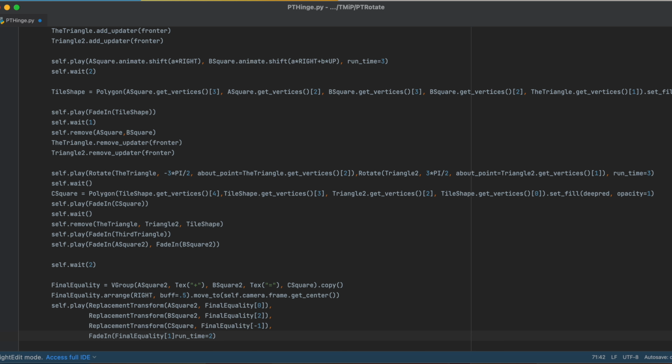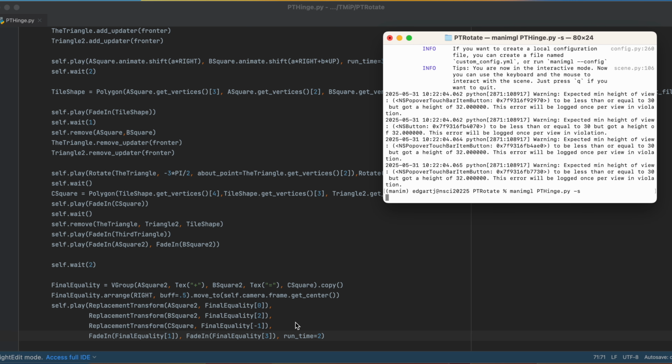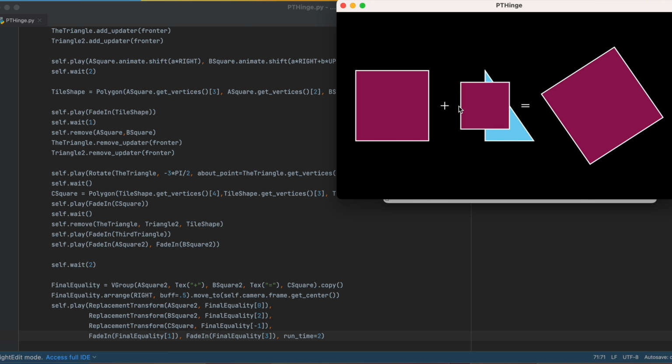The first object in final equality is the plus sign. And I'm going to fade in final equality, I believe 2, 3 is the equal sign. We'll try again now. Okay, so now I have that plus sign, that equal sign.